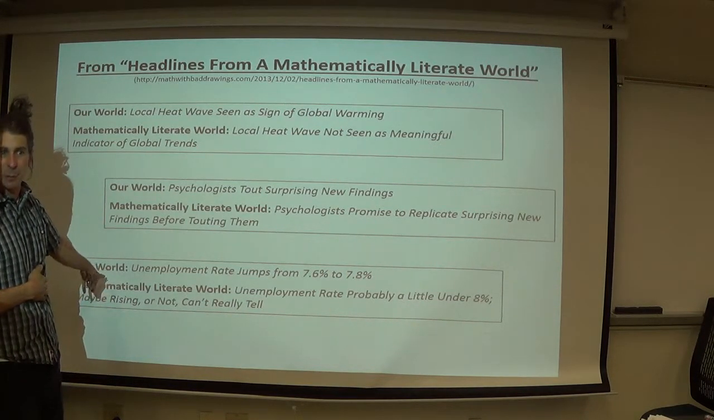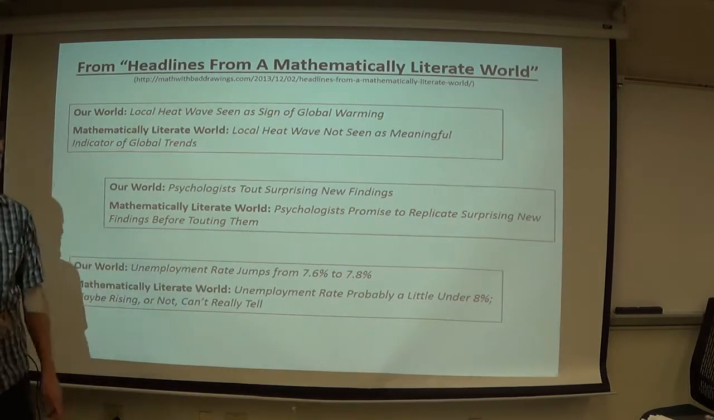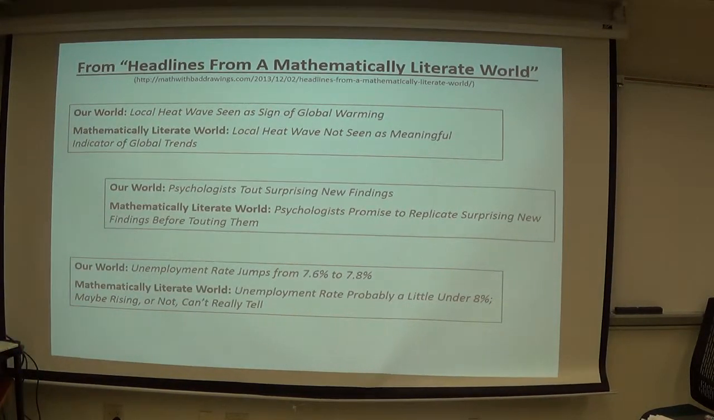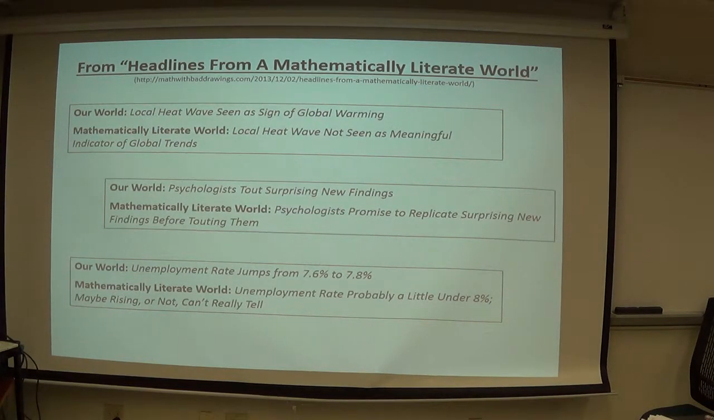Just see how this ties into what we've been talking about. Our world, real headline. Unemployment rate jumps from 7.6% to 7.8%. How many of you have seen a headline like that before? I mean, recently even. Unemployment rate is constantly talked about, and it's usually tied to a president and how much we hate him.